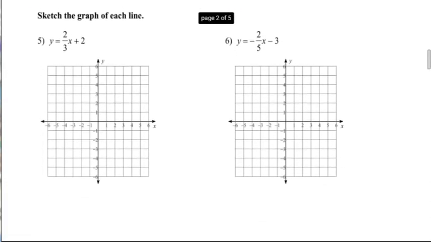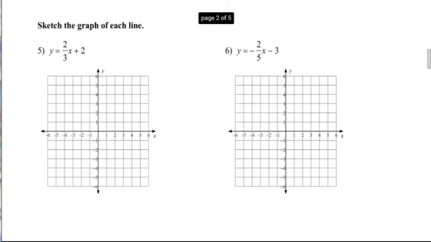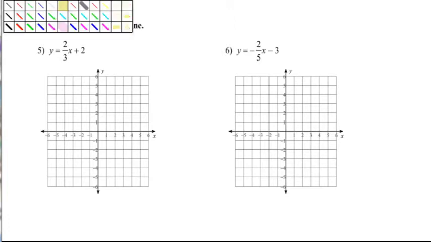Problems 5 and 6 are asking us to sketch the graph of each line, and both of those equations are given in slope-intercept form. So the first thing we do is we identify our y-intercept, which is plus 2. So the y-intercept is plotted on the graph along the y-axis at that value. So I'm going to drop a point here, which is 2. The slope that's given to us for this is 2/3. So our rise is plus 2 and our run is plus 3.